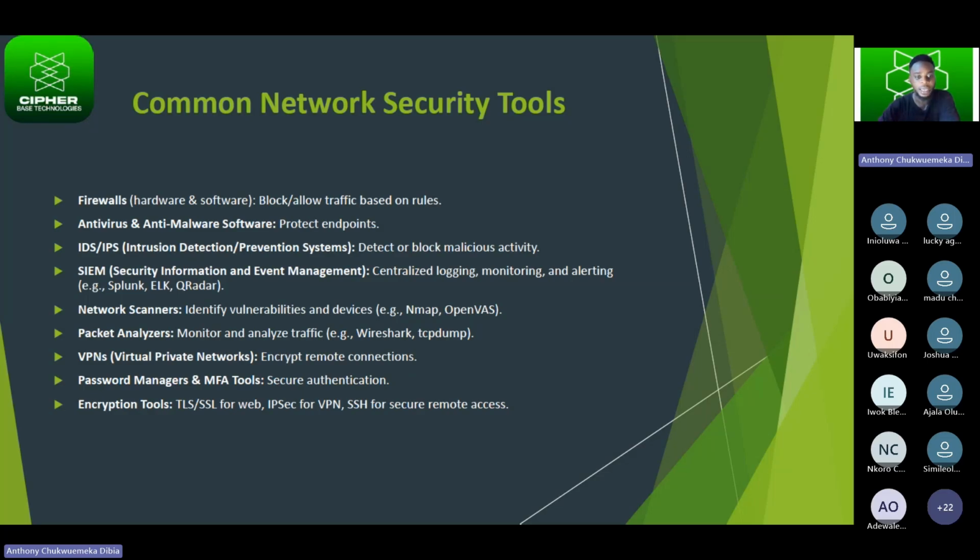Then we have VPNs, which are virtual private networks. This helps to encrypt remote connections. When you are making use of a VPN, your packets will be routed through another tunnel or another address, to show that you are not using your own IP address.